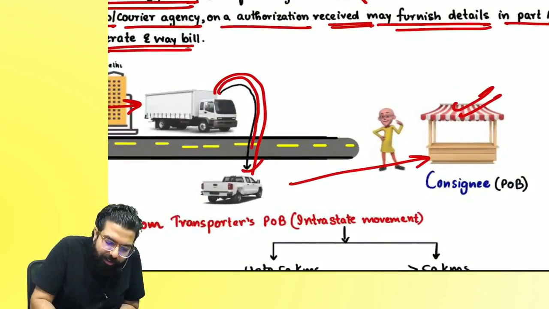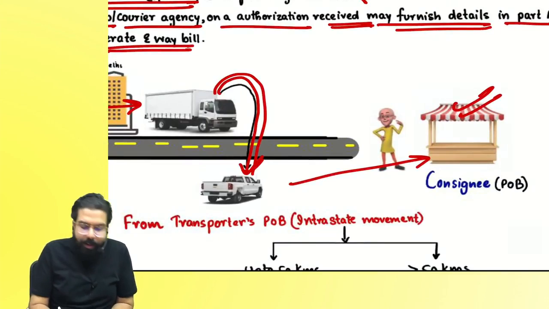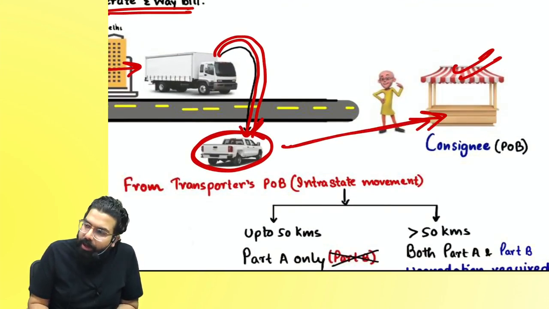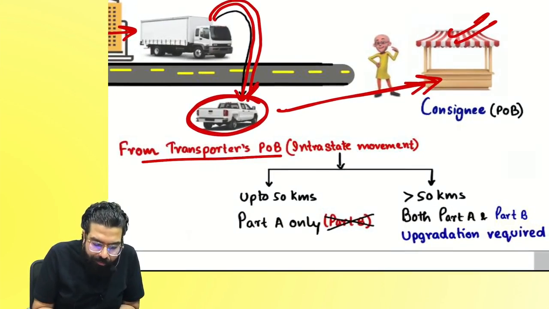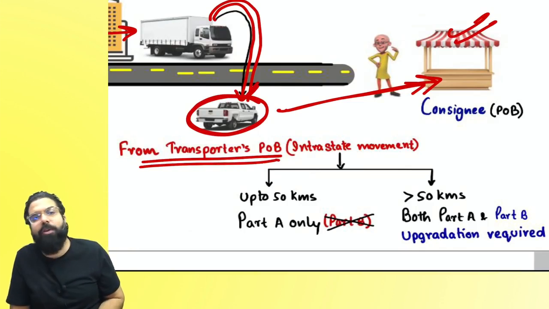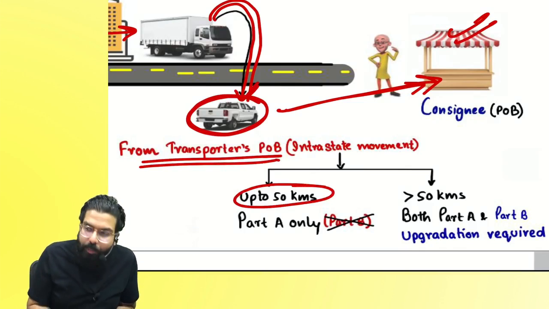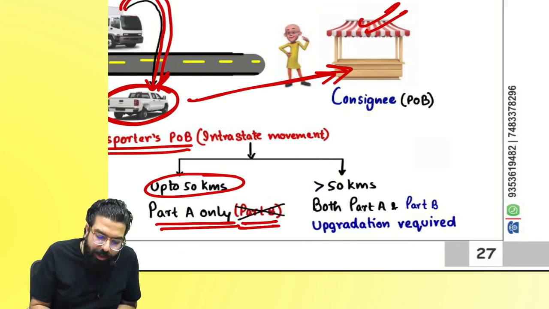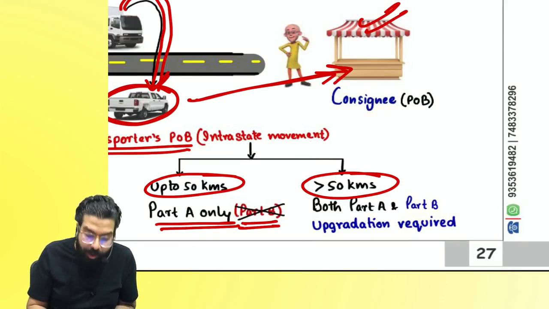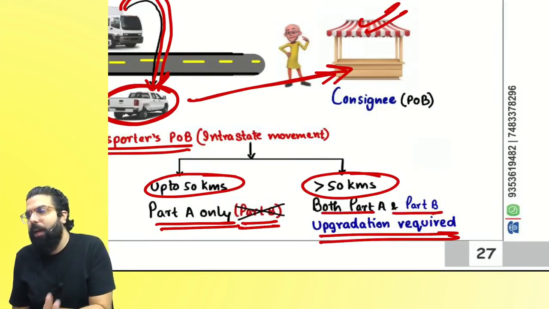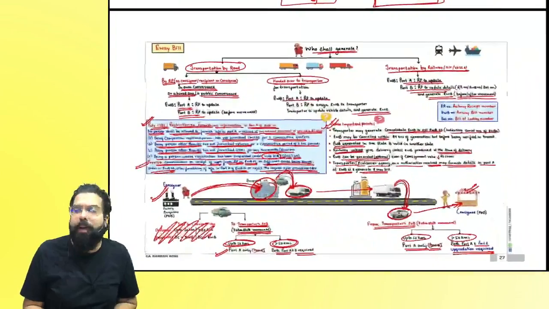Now, when the goods reach, supposedly from Bangalore, to Delhi, you will unload into a different truck and take the goods to the consignee's place of business. Always remember, from the transporter's place of business, if you are taking the goods to the consignee's place of business and the distance is up to 50 km, only Part A is required. Part B updation is not required. However, if the distance is greater than 50 km, Part A is required anyway, and Part B updation also will be required.